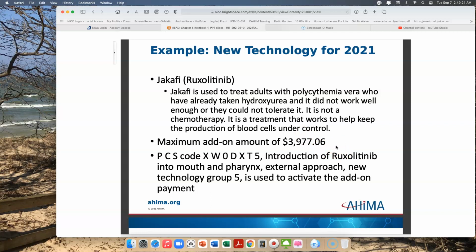$3,977.06. The PCS code, and that's the inpatient procedure code that you would assign for introduction of ruxolitinib into the mouth and pharynx, external approach, new technology group 5, is XW0DXT5, and that is used to activate the add-on payment if you've got everything else in line that you had to have in line approved before you gave the patient that medication.